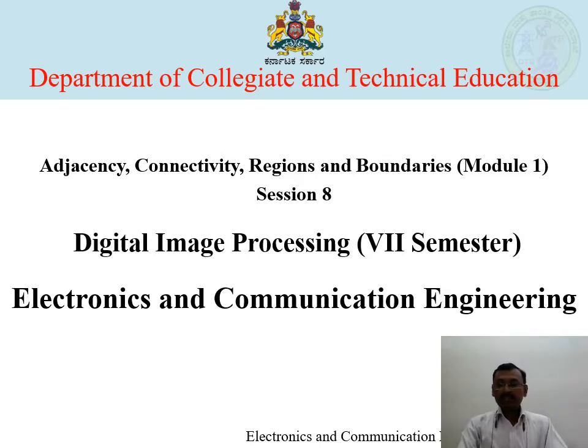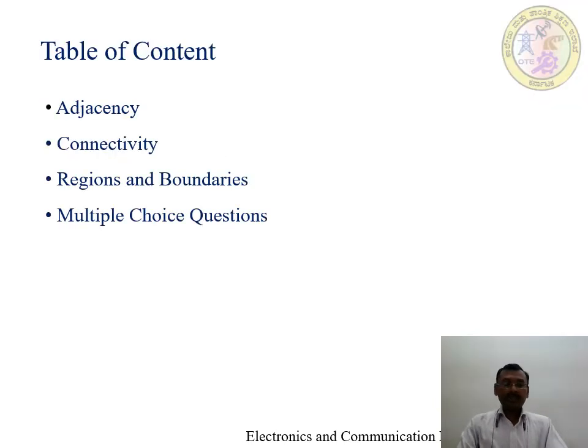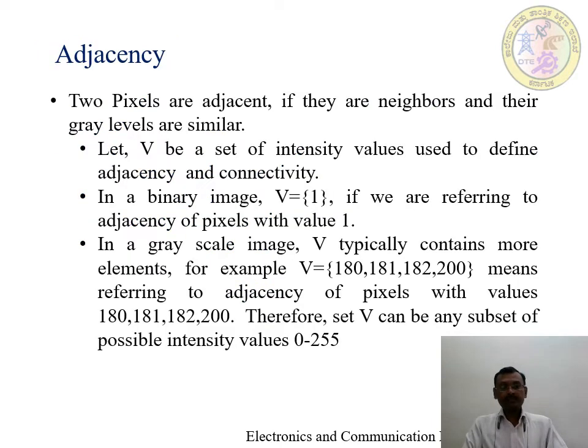In this session, we have the following contents: understanding adjacency, connectivity, regions and boundaries. Now let us look at adjacency. Two pixels are adjacent if they are neighbors and their gray levels are similar. Very important, it should be a neighbor of a pixel and the similar or the same gray level should be there.